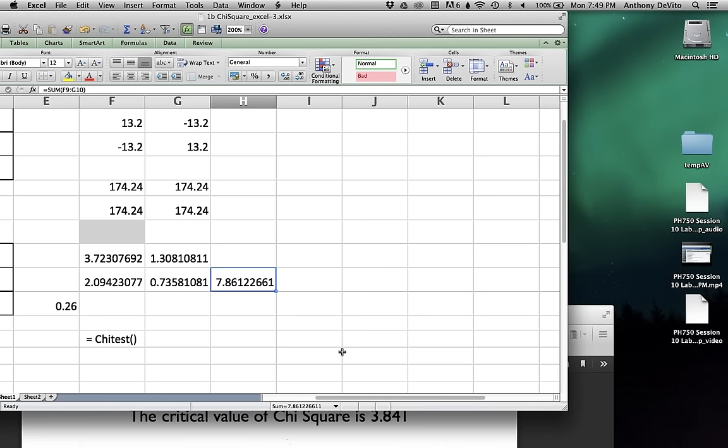The answer would be yes, because we exceeded the critical value. We're going to have less than a 5% chance of being wrong if we reject the null hypothesis, that there's no association, and accept the alternative, that there is an association. We're going to go over this again on Thursday in more detail.